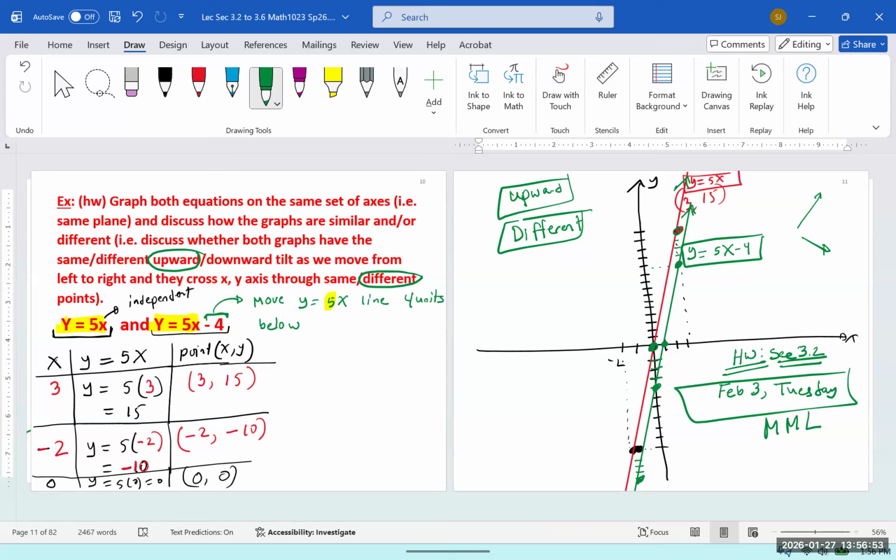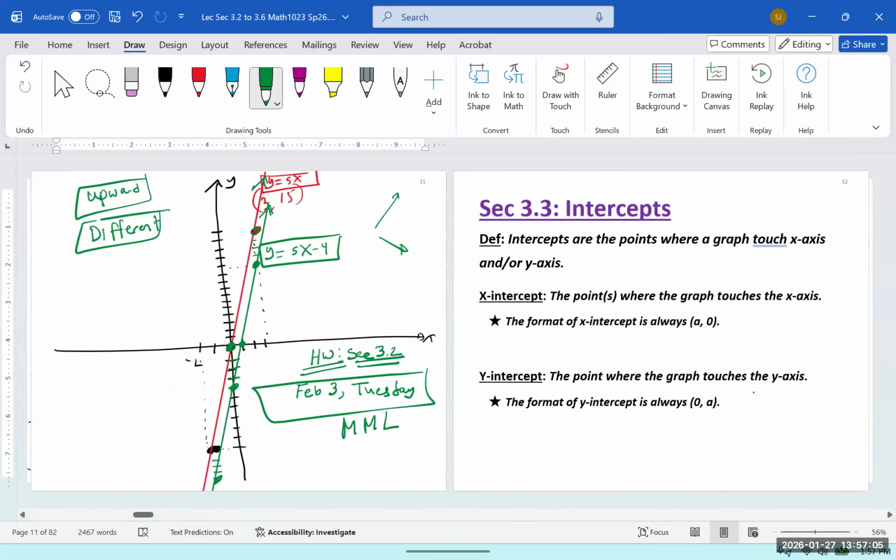Great, great. Any other question from anyone? So we are done with section 3.2. See, one section is already done. Now let's go to the next section, which is interesting.